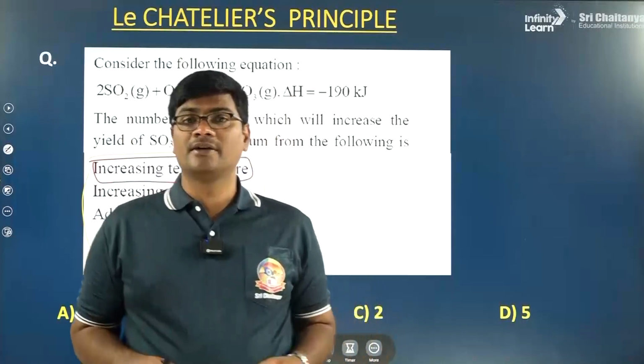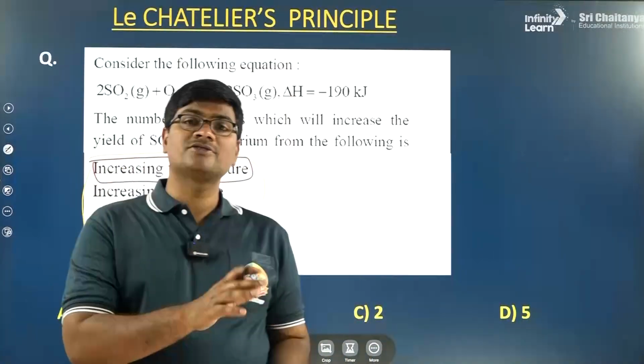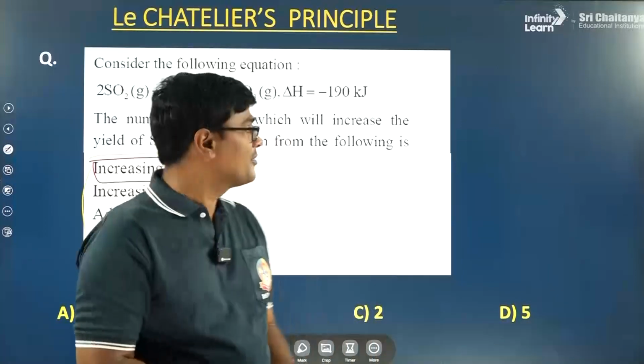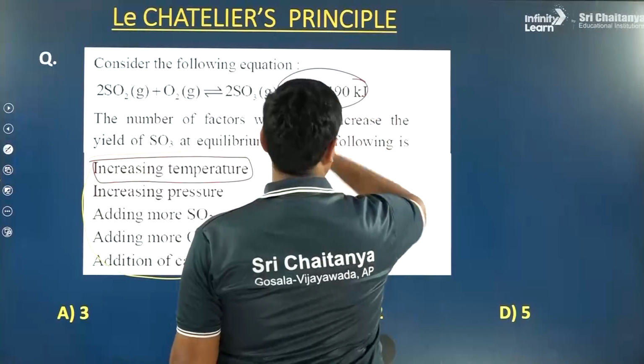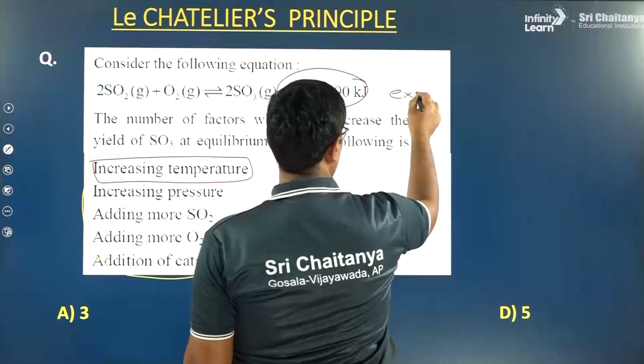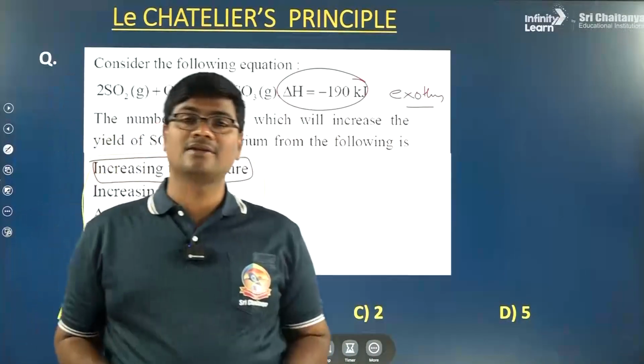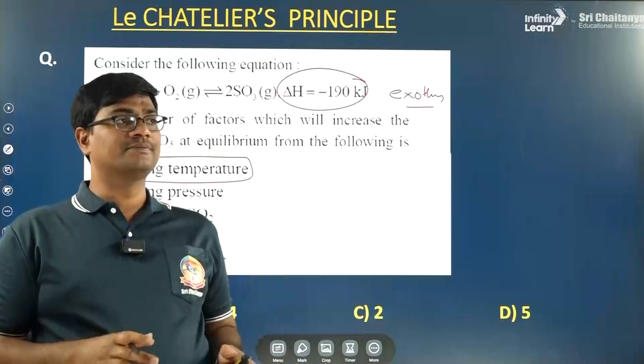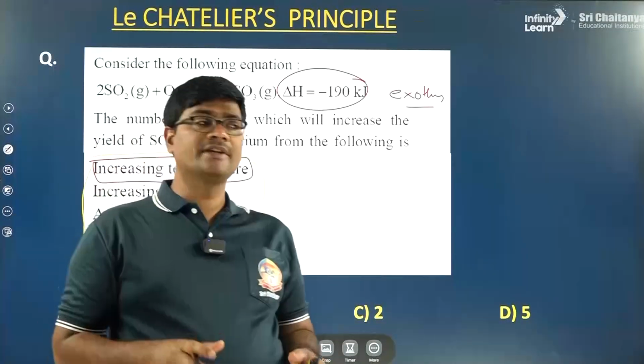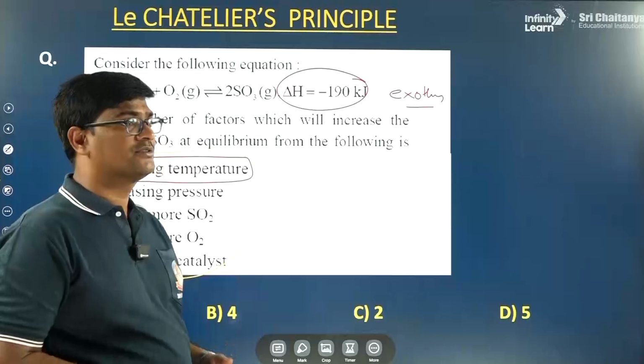As we know, increasing temperature favors endothermic reaction. But what about this reaction? Is this reaction exothermic or endothermic? Exothermic. Why is it exothermic? Because the delta H sign is negative. That means heat is released. It is an exothermic reaction.